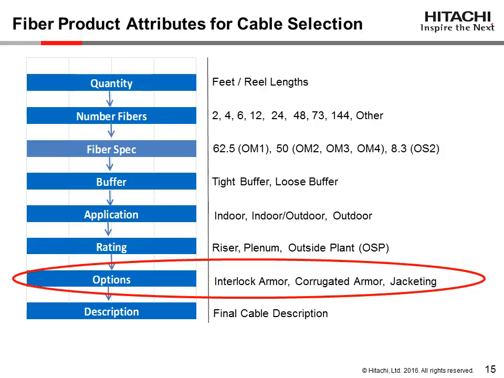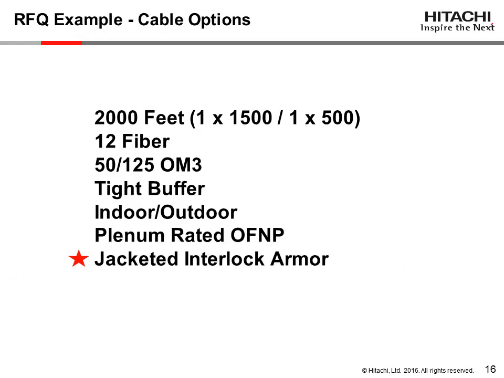Finally, there may be a cable design option added to the callout, such as jacketed interlock aluminum armor, or if the cable is an outside plant construction, there may be a requirement for corrugated steel tape armor with or without a double jacket. Armoring a cable can dramatically increase the resistance to the elements or unwanted human or animal interaction. It can also eliminate the need for conduit or innerduct, saving time and reducing cost. In this RFQ example, an option for jacketed interlock aluminum armor is required.